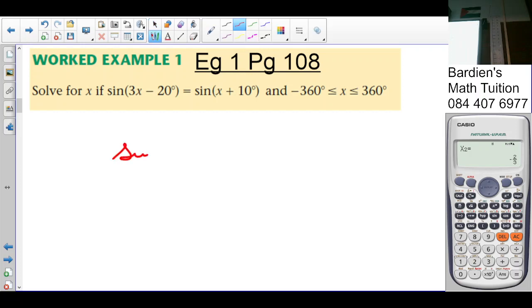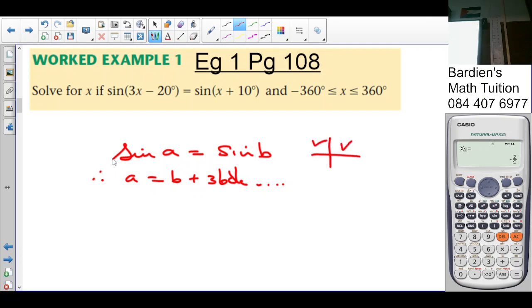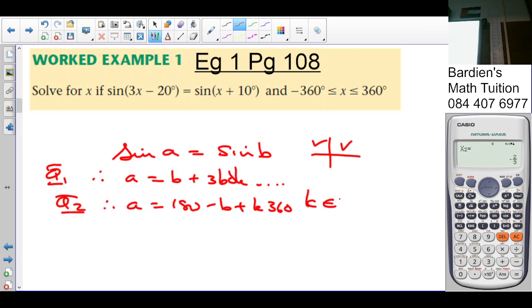Remember in grade 11 we said that if sine A is equal to sine B, then what can we conclude? Therefore, A is equal to B plus k times 360. And then we check in which quadrant sine is positive, and sine is positive in the second quadrant as well. So this is quadrant 1. In quadrant 2, we said that A is equal to 180 minus whatever that angle is, plus k times 360, k an element of the integers. For those of you who took note, that is where we did it in grade 11. Now we do it with grade 12.